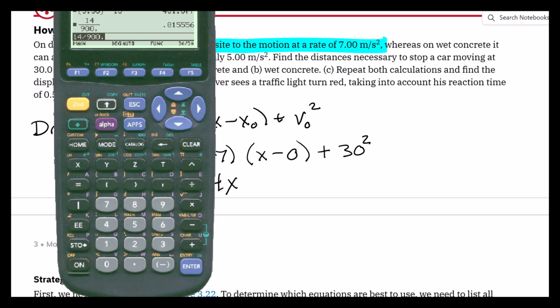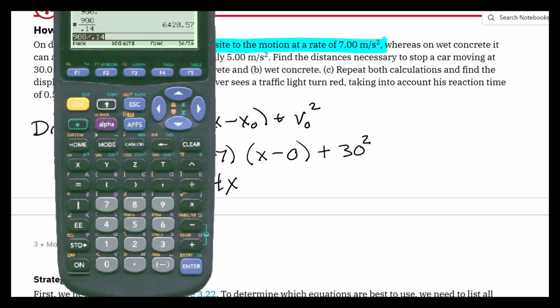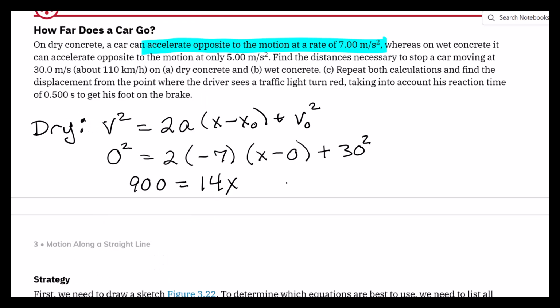That seems like a really short amount of time. Wait, did I do it backwards? I did. 900 over 14. There we go. 64.28. That seems really big. Yeah, that does seem really big. 900 divided by 14? Oh, because that's going to be a big number. Okay, about 64.3. Okay, that sounds a lot more realistic. So x equals 64.3 meters. Okay, doable? Okay, the same thing for wet.